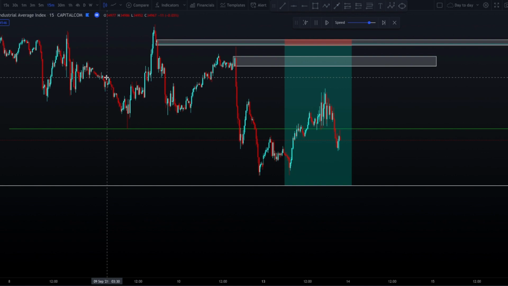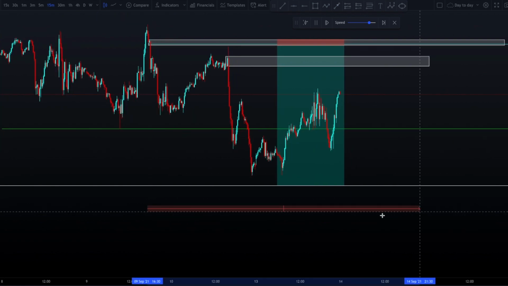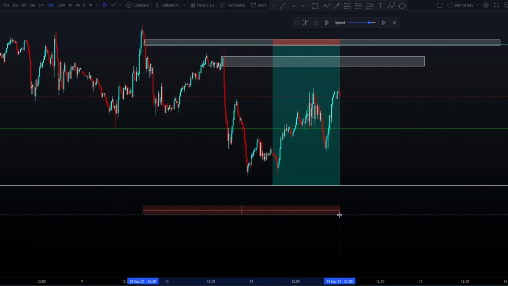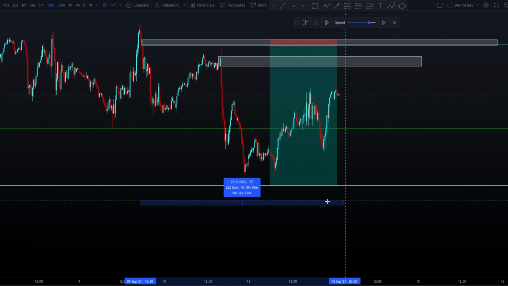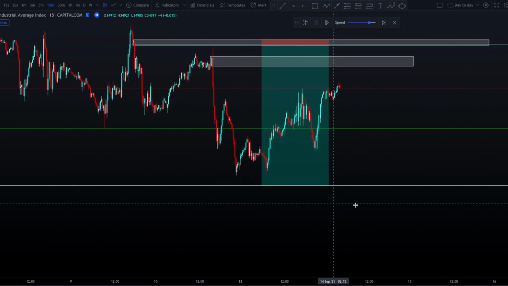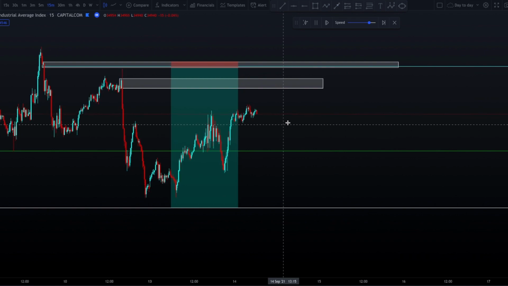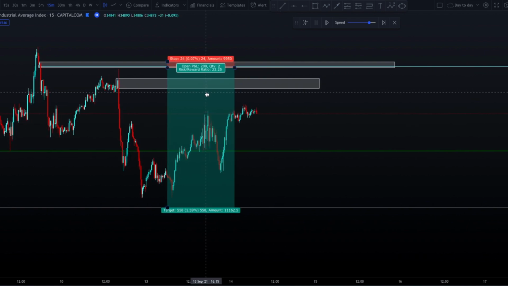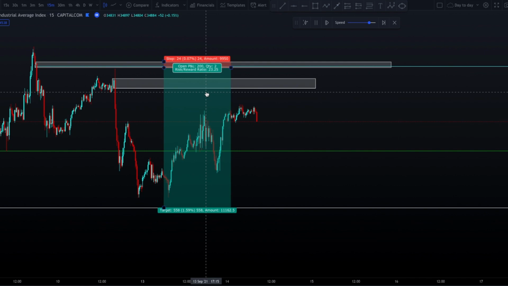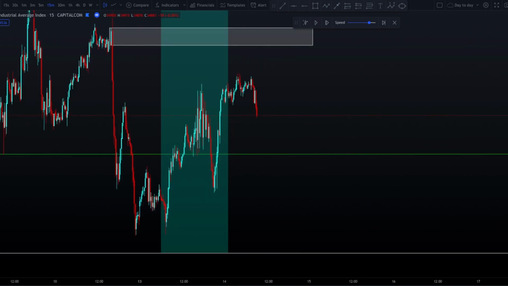Now, currently, we have waited, how long is this? 4 days for this to play out. So you guys can see how patient you need to be sometimes when trading this way. And at the end of the day, for a 1 to 23 risk to reward ratio trade, I do believe that it is worth it.